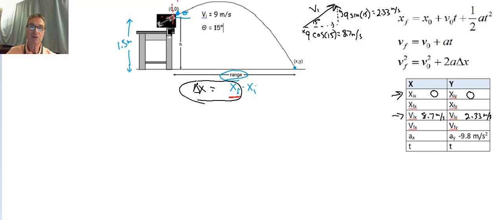What's my final position in the x direction? Well, that's what I'm trying to find. All right, so that's what we would like to know. So I'm going to put a little square around that. This is what we're trying to find right in there.